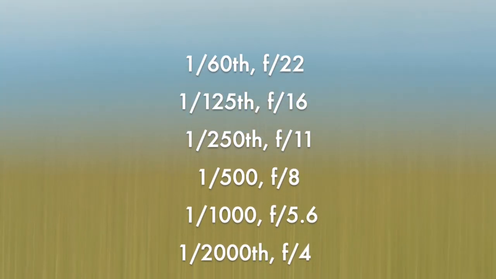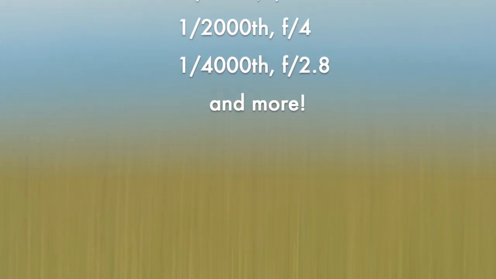But a 60th of a second with f22 is the same amount of light as all these other pairs of settings. Each of these pairs of settings is the same amount of light, because if you take away light with one of the settings, you can add it back with the other setting and vice versa. So there's different ways to balance the exposure meter using different settings to get the same amount of light. So if different settings can give you the same amount of light, why would you choose one pair of settings over another pair of settings?